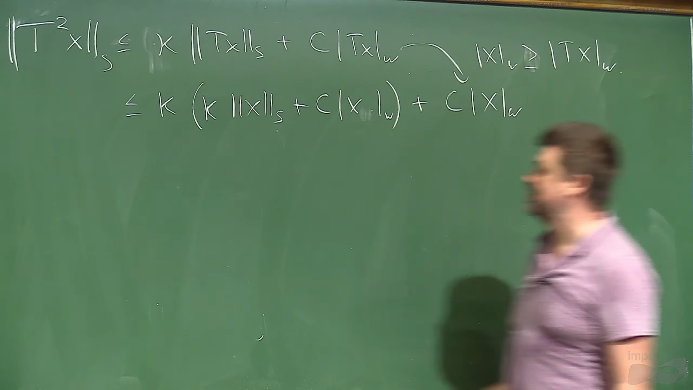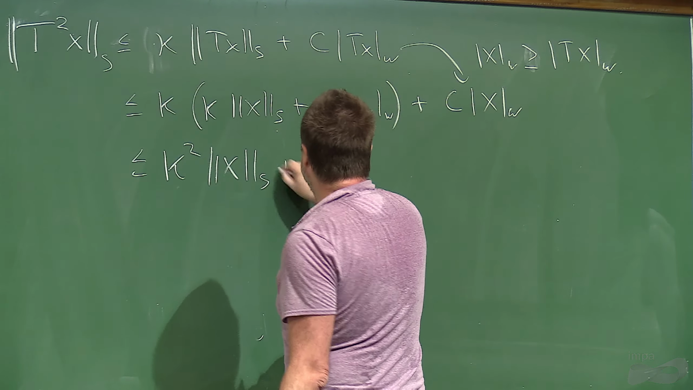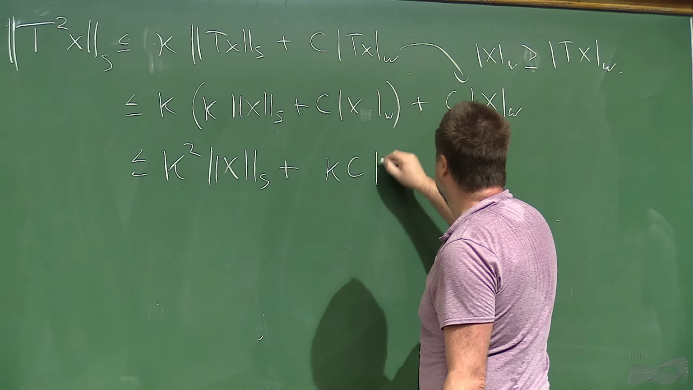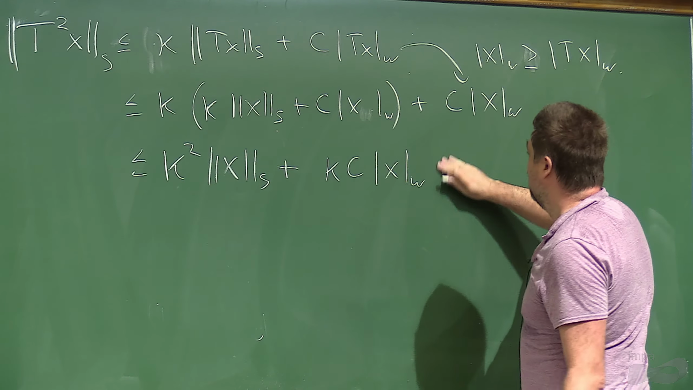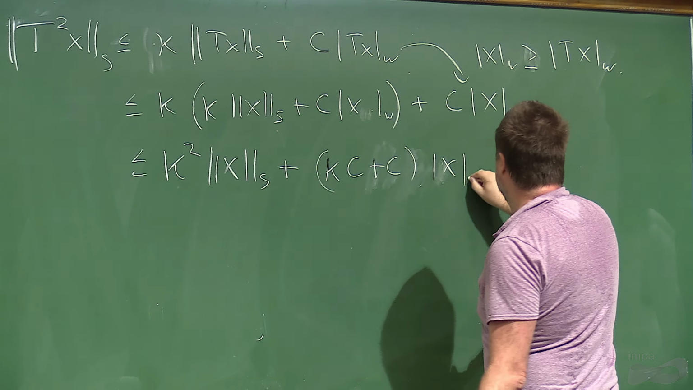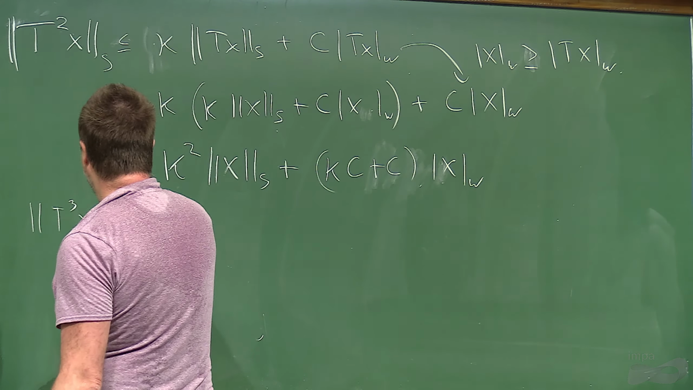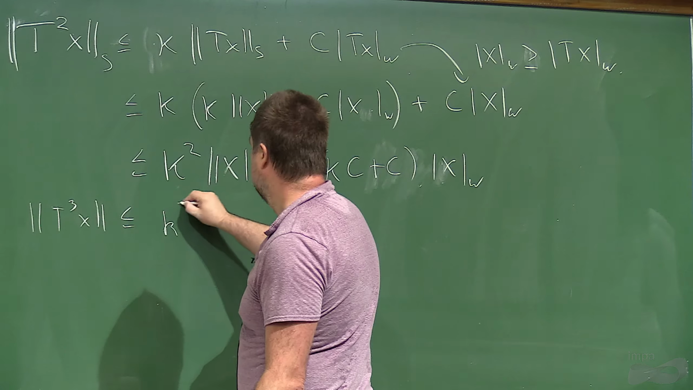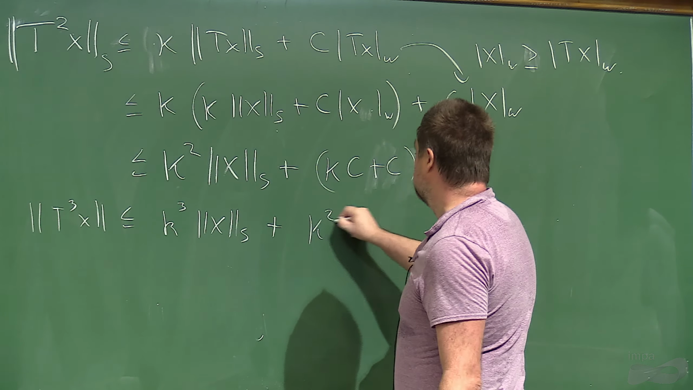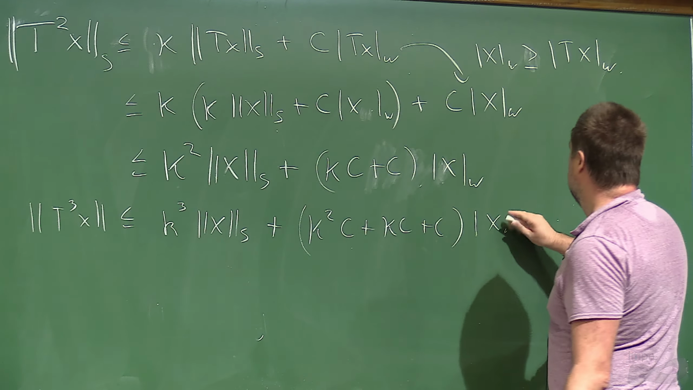Okay, and then you can just iterate this. So this is at most kappa squared x in the strong norm plus, and then this something geometric is popping out here, kappa c x weak, maybe kappa c plus c x weak. And then T cubed of x is at most kappa cubed x in the strong norm plus something geometric, kappa squared c plus kappa c plus c in the weak norm.